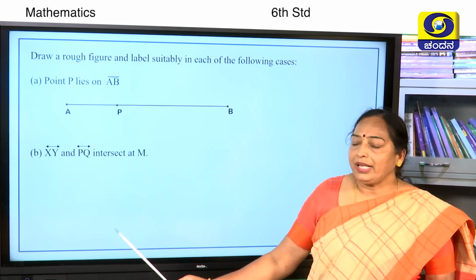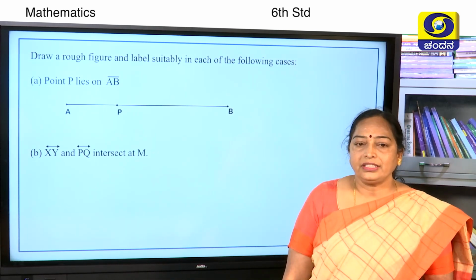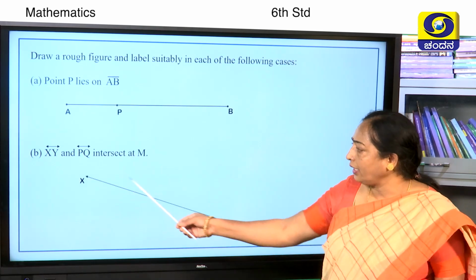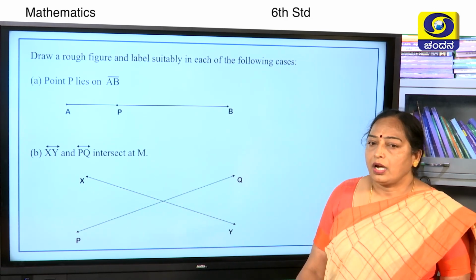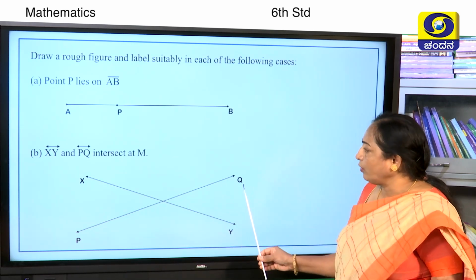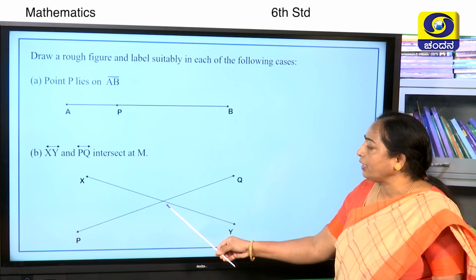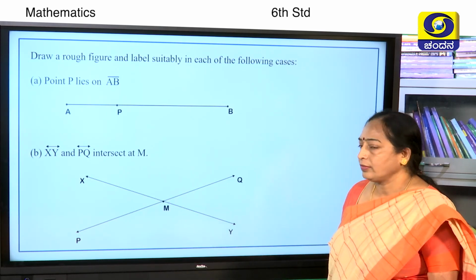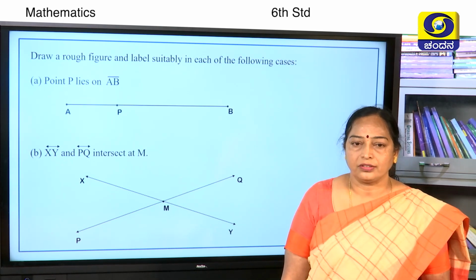The line XY and the line PQ intersect at M. Let us draw the line XY and also the line PQ. These two lines are intersecting at a point M. Are you writing, children? Good.